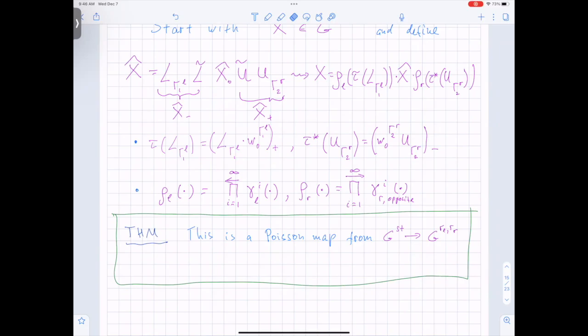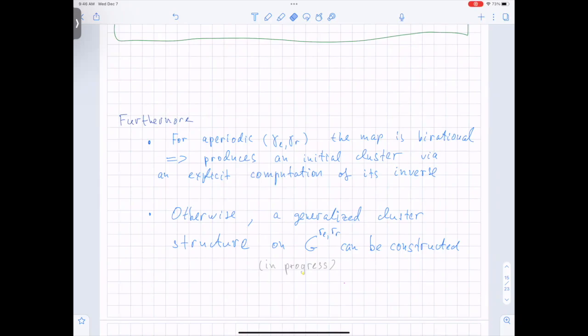The trouble with that is that you actually now need to use a strategy of pulling back nice coordinates. You have to invert it. And so this is where this notion of aperiodicity comes into play, because it turns out that in the aperiodic case, the map is birational. And then you can lift these functions. So let me just say it: it is birational, so it is going to produce an initial cluster as an explicit computation of the inverse.